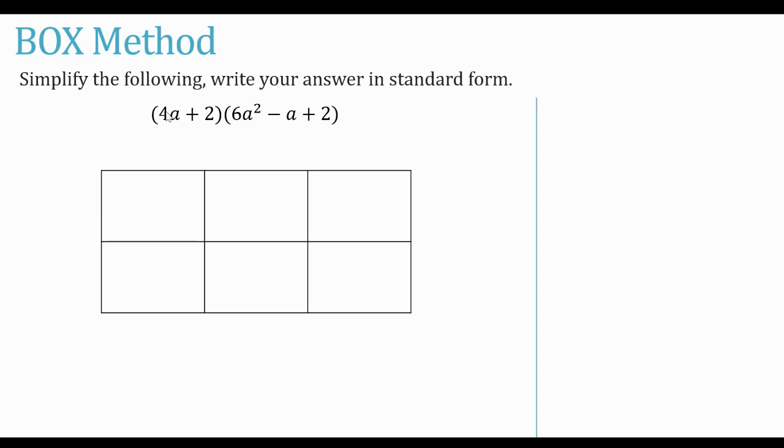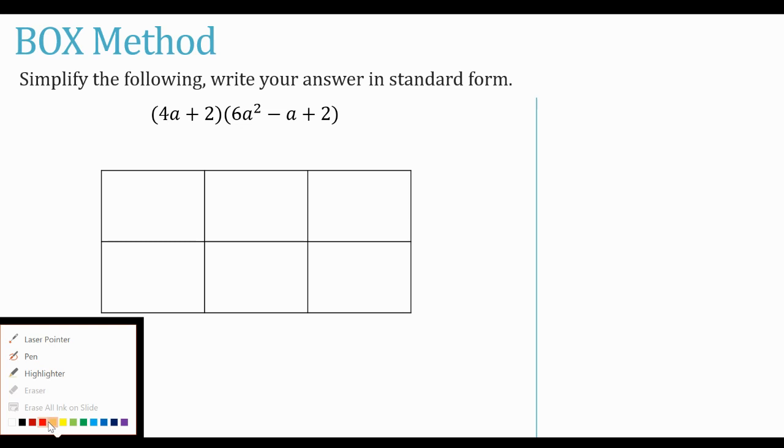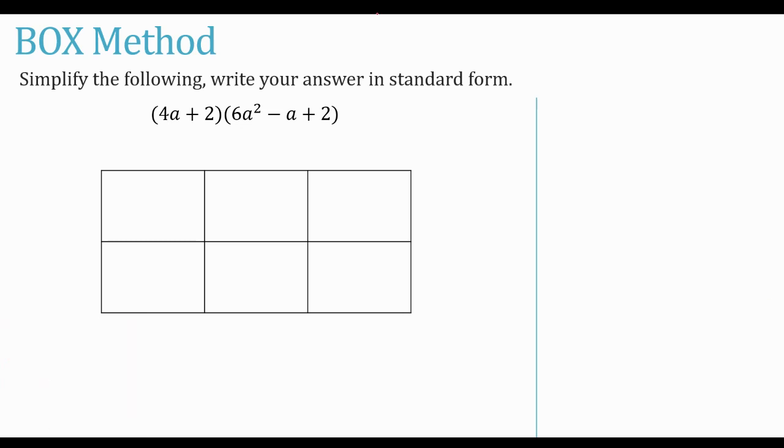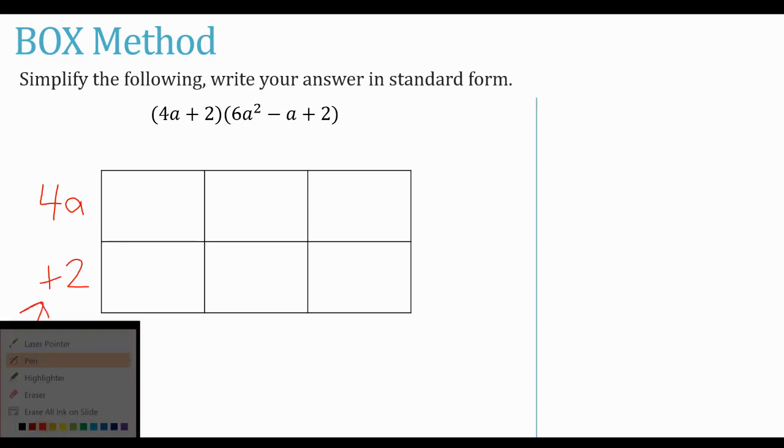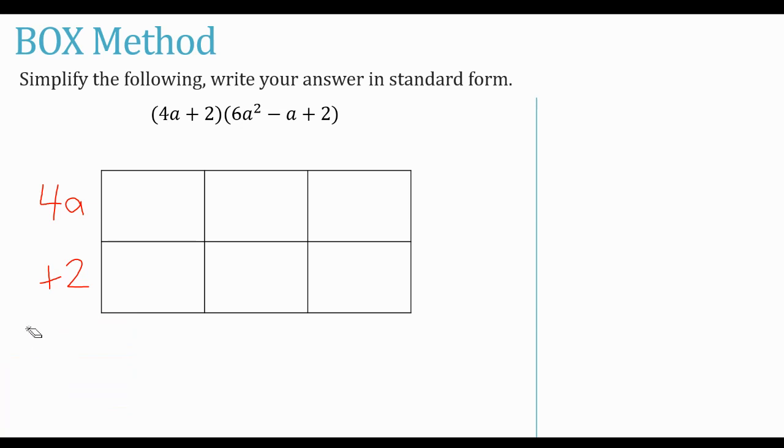From there, we're going to write our binomial on the side of the box that has 2 spots, and then we're going to write our trinomial on the side of the box that has 3 spots. So let's fill that in now. We have 4a plus 2. We're going to put the 4a here, and then we're going to put the plus 2 here. Please make sure you keep the addition and subtraction signs with the polynomials so you know if you're going to treat it like a positive or a negative.